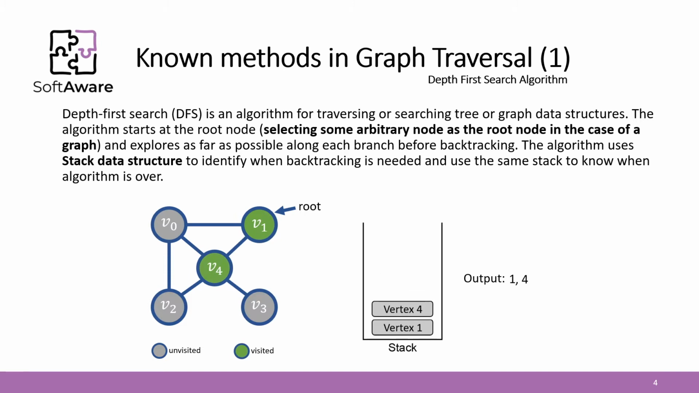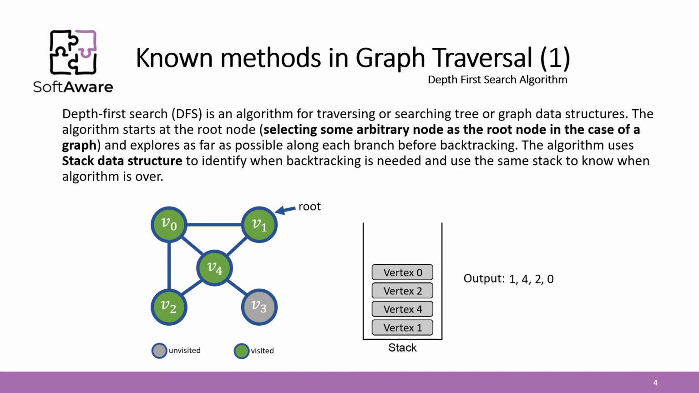Vertex 4 has three adjacent nodes or vertices that we can visit. So we select vertex 2. Again, we mark vertex 2 as visited and push it onto the stack. At this point, vertex 2 has two adjacent nodes, vertex 4 and vertex 0. We have visited vertex 4, so we skip it and push vertex 0 onto the stack. Mark it as visited and look for the next node to visit. Vertex 0 has two adjacent nodes, but they both are visited. So in this case, the algorithm does backtracking.